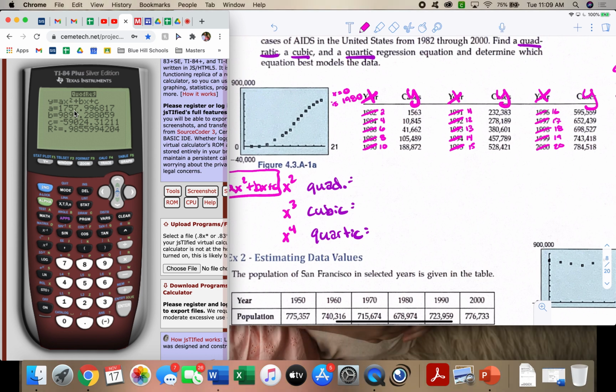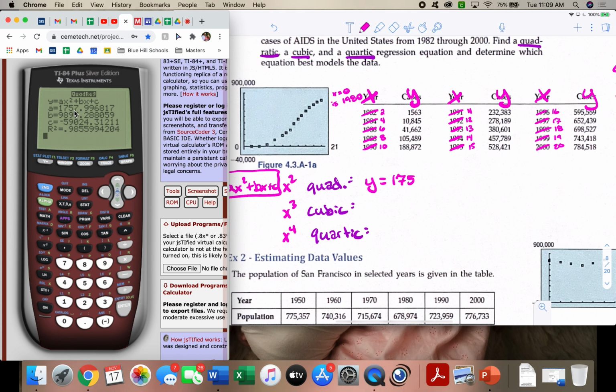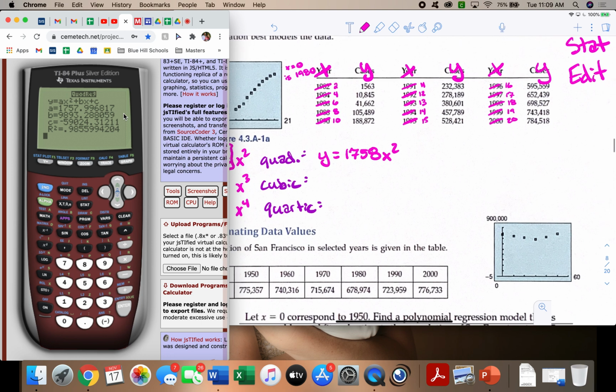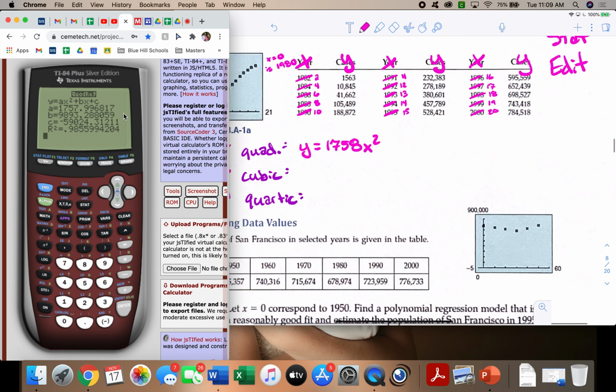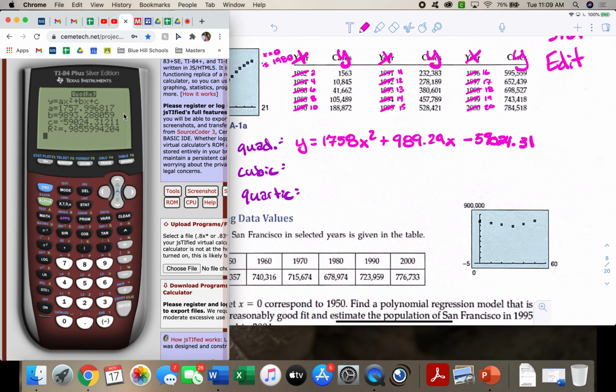Y equals, my A is 1757.9. Let's go 1758. X squared, that's what A is. B is 989.29 plus 989.29 x. C is negative 59024.31. I am entering in this ABC from here into that equation. Does that make sense? I'm writing out ax squared plus bx plus c, but putting those numbers in there.